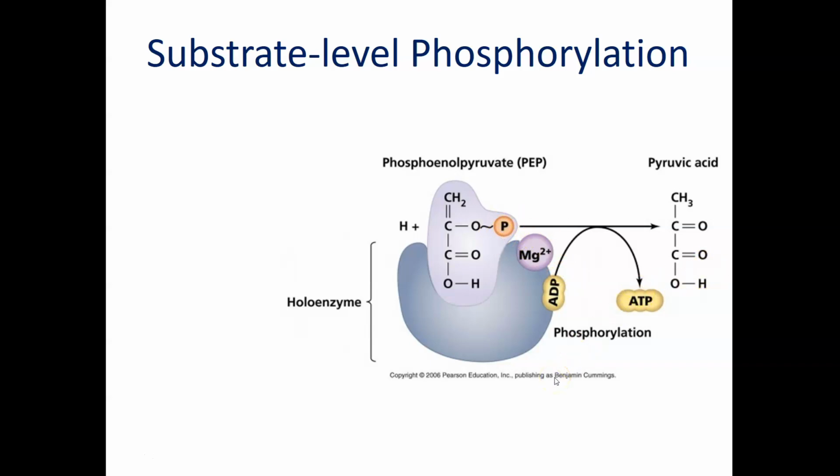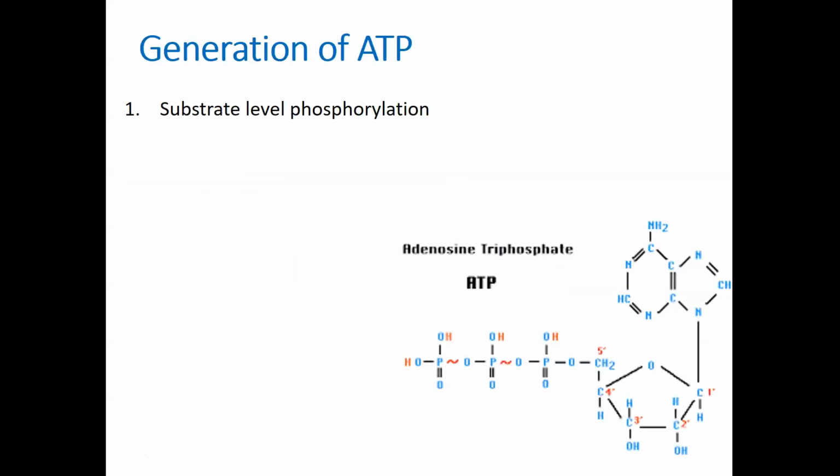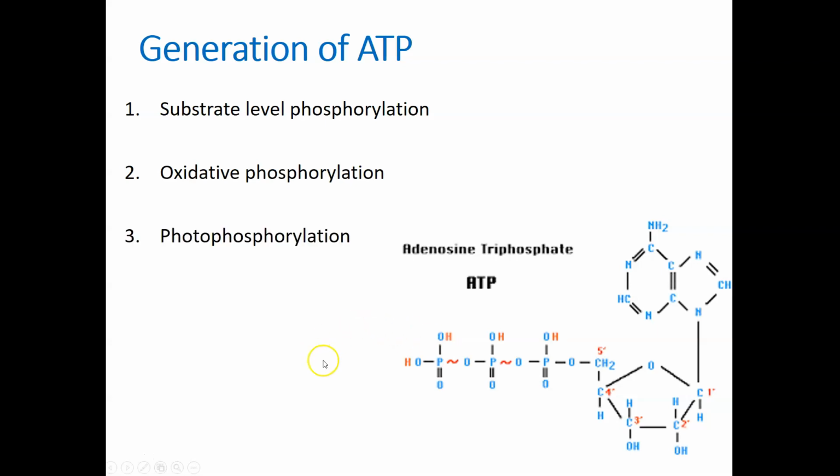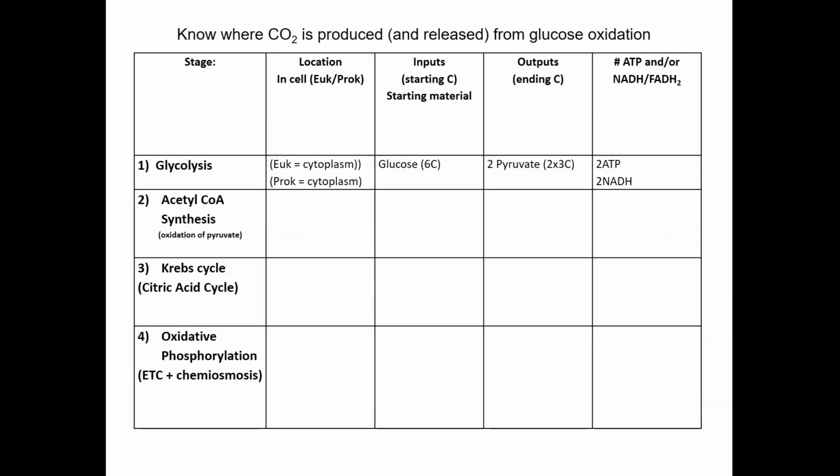Now, this is going to be distinct from what we see later on at the electron transport chain, where we're going to be making ATP by a process known as oxidative phosphorylation. So again, as we're generating ATP, as we're attaching on this third phosphate group, we can do that either by substrate level phosphorylation, oxidative phosphorylation, or photophosphorylation, which is something that we will talk about more when we talk about photosynthesis.